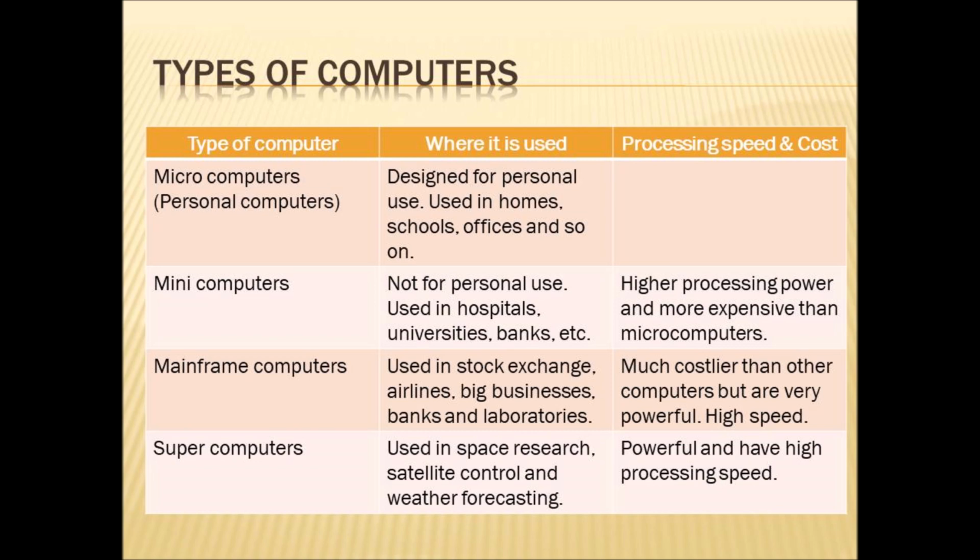The next one is mainframe computers. They are used in stock exchanges, airlines, big businesses, banks and laboratories. They are an advanced type of computers, so they are used in big businesses. Much costlier than other computers but very powerful, with high speed. Mainframe computers are costlier than microcomputers and mini computers and have high speed with a powerful processor.